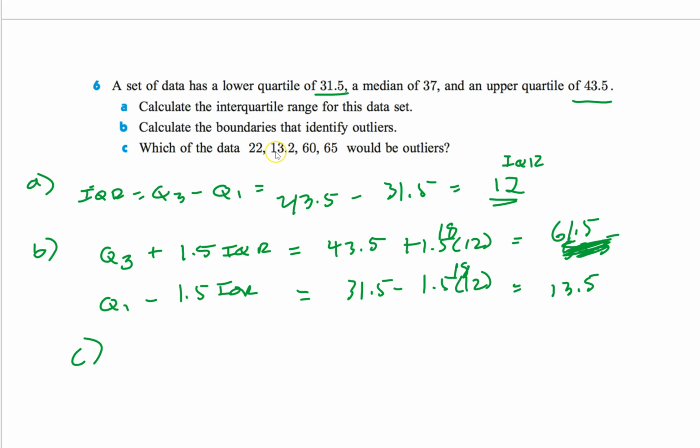Well, 22 falls within the range. 13, that one's just below, so 13 will be an outlier. 13.2, I should say. 60 is good. 65 is too big. So that's like calculating find outliers.